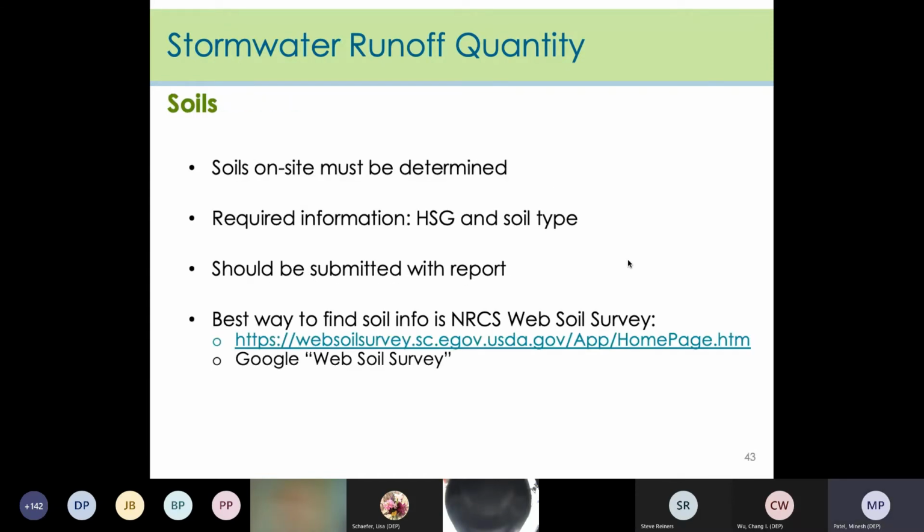Changi went through how to determine soils last Thursday, but just to reiterate, it's important to make an accurate determination of the soil types on site. This type of soil greatly affects the functionality of the BMP. Again, the reviewer can find soil info at the NRCS Web Soil Survey webpage at the link provided here on this slide.